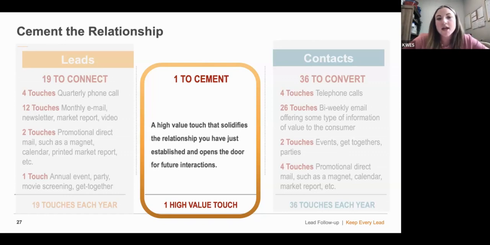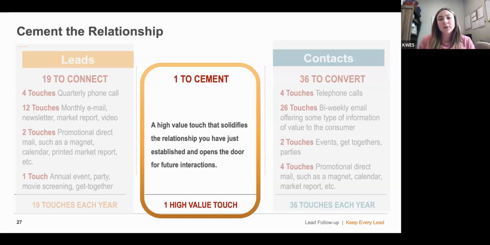Still confused? Okay. So basically what they're saying is, this is mainly for if you're trying to farm or it's an online lead or somebody that really doesn't know you. A 1 to cement is like, you're giving them something of value to prove your worth to them before you put them into 36 touch.